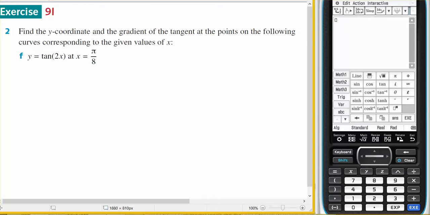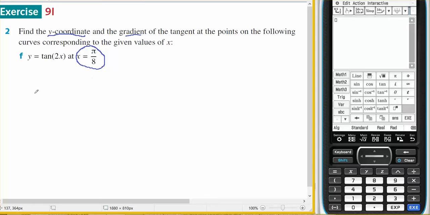This is for Year 12 Methods. It comes out of Chapter 9, 9I, Question 2, and in particular, how to use the graphing calculator to get the solutions. Looking at the question, I need to find the y-coordinate and the gradient when x equals pi on 8.